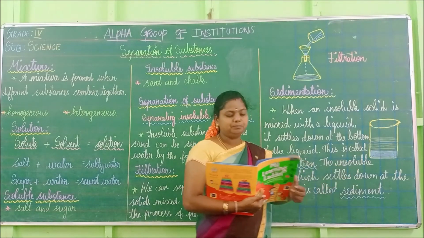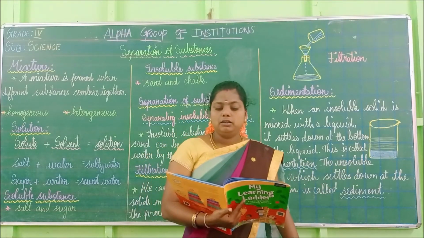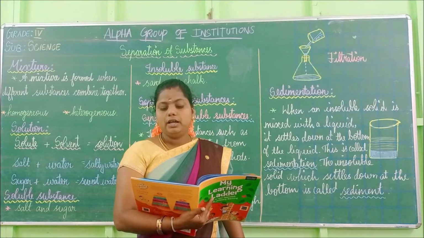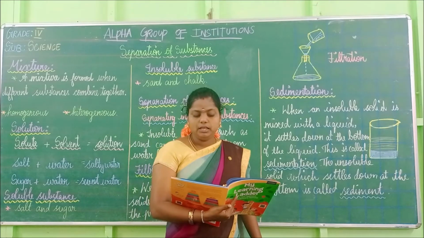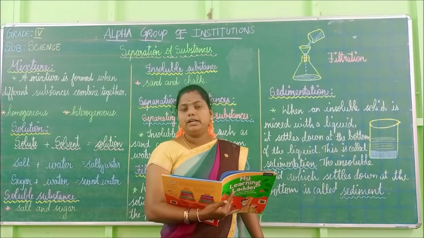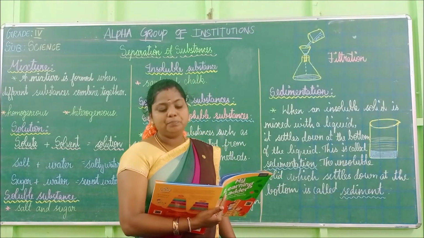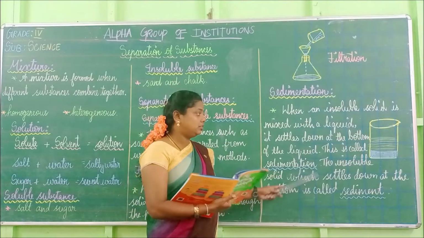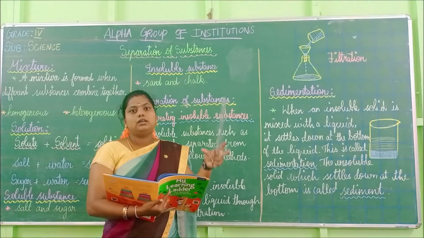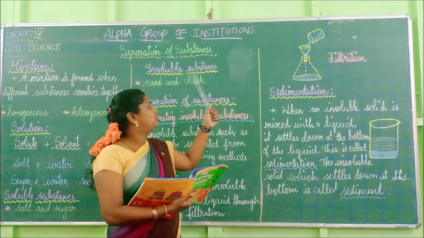So here, when an insoluble solid is mixed with a liquid, it settles down at the bottom of the liquid. This is called sedimentation. The insoluble solid which settles down at the bottom is called sediment. It is nothing but an insoluble substance, for example sand or chalk.